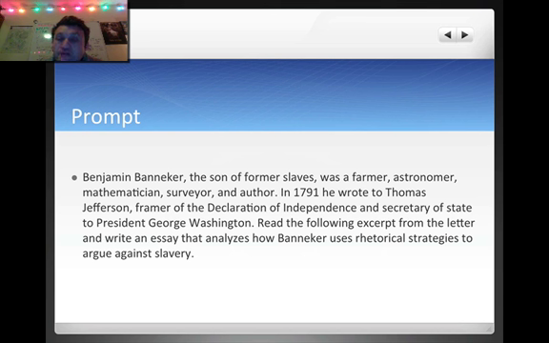And then we have this critical last part, because these are the specific instructions that tell you how and what to write. They tell you to read the letter and then look at the rhetorical strategies Banneker uses to argue against slavery.